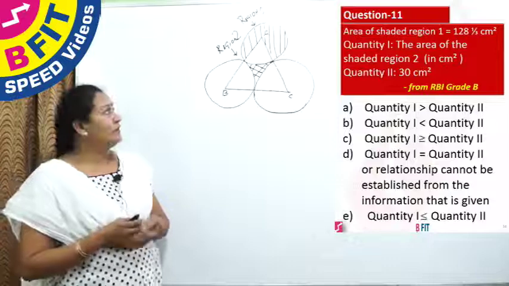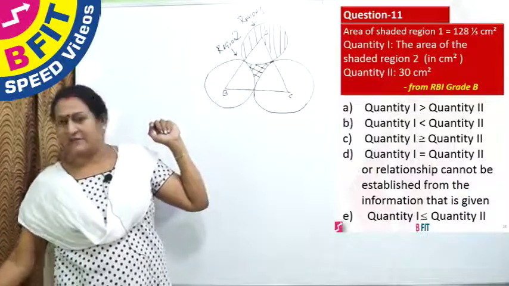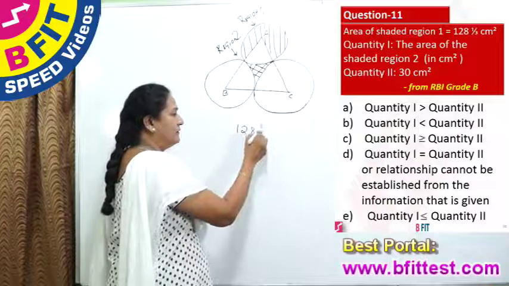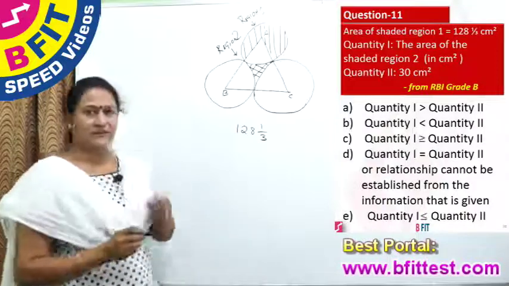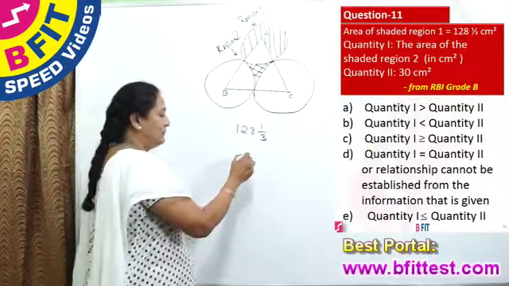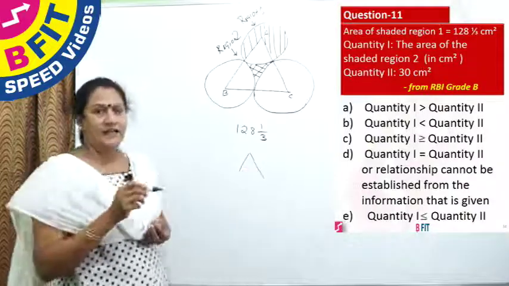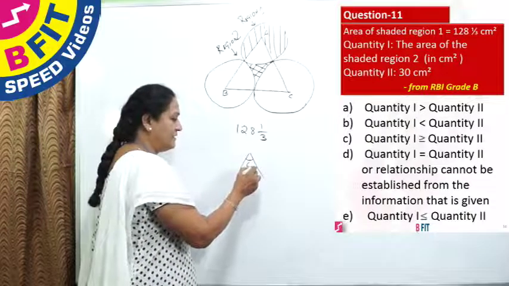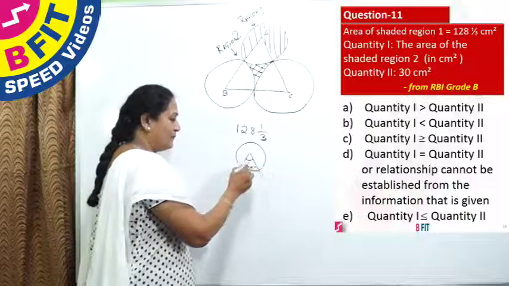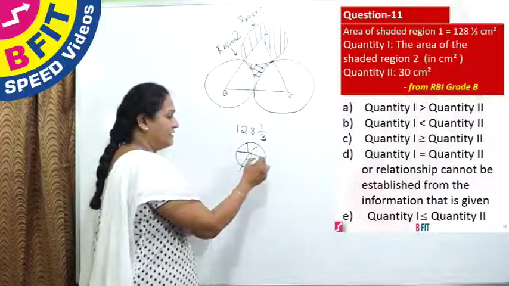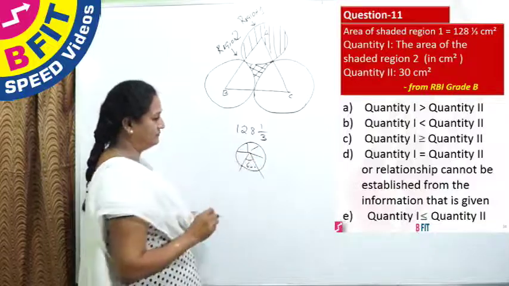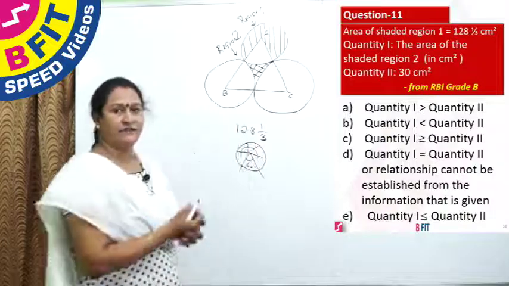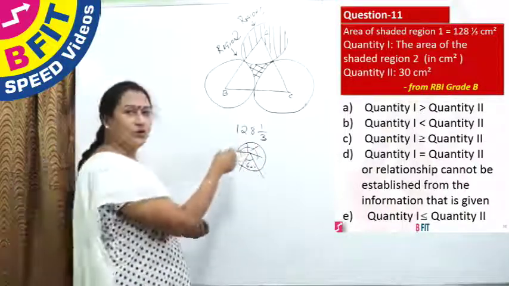How to work it out? Region 1's value is given. What is region 1? It is 128 1/3 centimeter square. In a circle, the center angle is 360 and they have given for ABC the angles are 60 degrees. We can draw 6 such sectors in a circle, and for 5 of these parts the area is given. So we have to find the area of the whole circle.